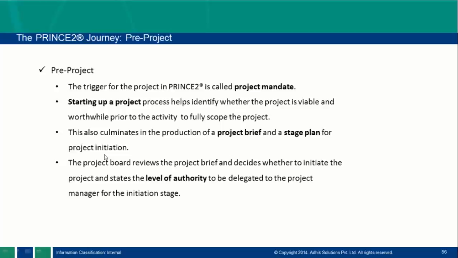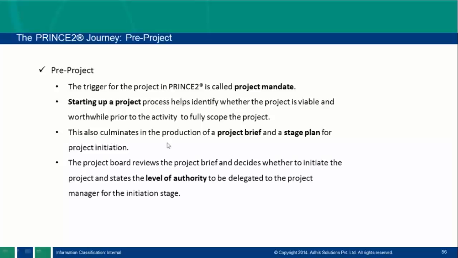Once we have the mandate, we can start. So the starting up a project process helps identify whether the project is viable and worthwhile prior to activity to fully scope the project, right? So viability, as I told you yesterday, means can we deliver the product or not? Using this project, can we deliver a product? That viability I'm checking here in starting up, right?